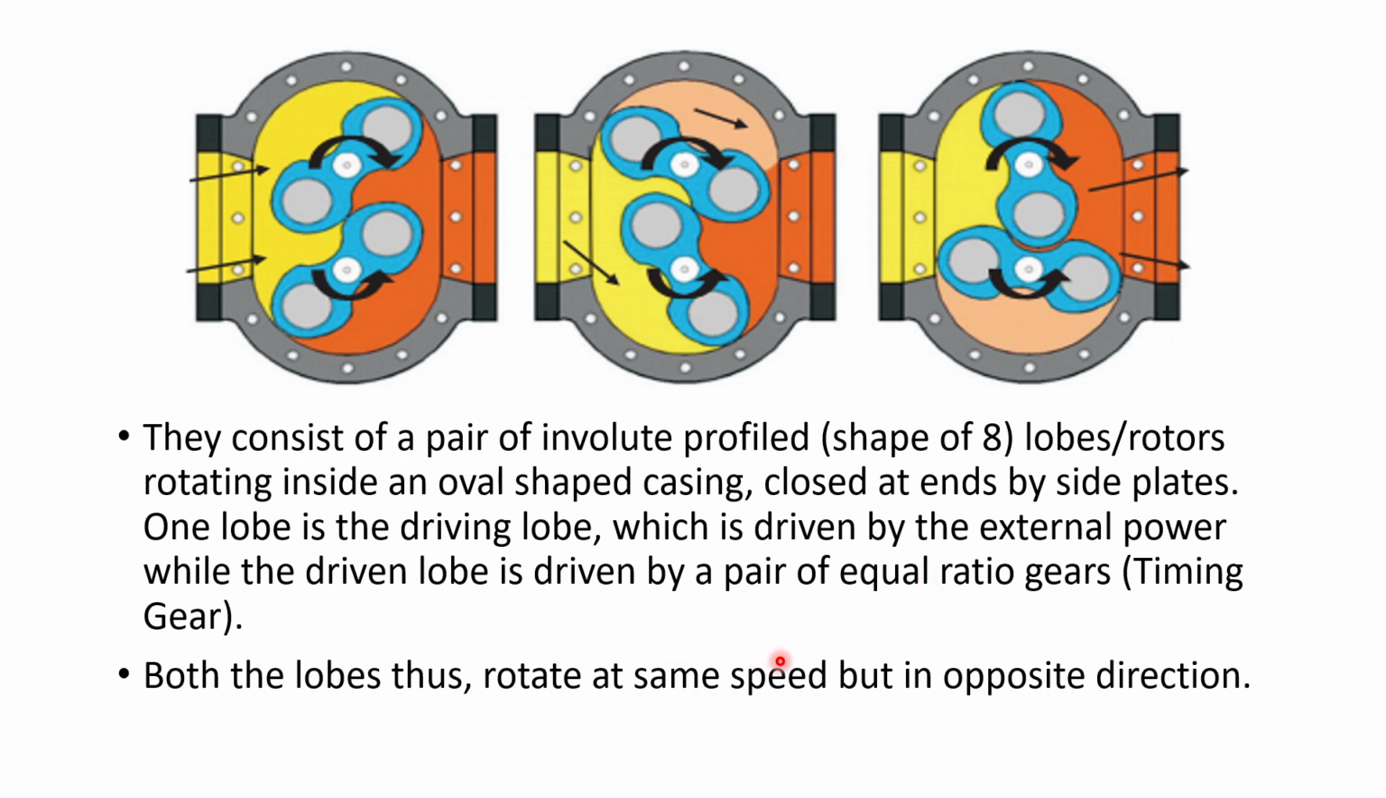One lobe is driving the other lobe through external power. Lobes are driven by a pair of equal gear ratio gears, that is called timing gear. Both the lobes rotate at the same speed but in opposite directions.